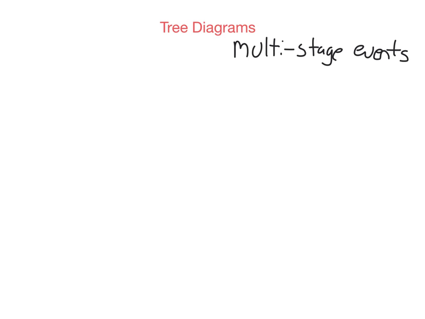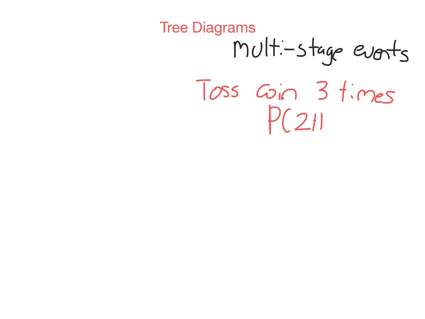So I'm going to show you how to draw one, and we're going to use the event that I toss a coin 3 times. And then what we're going to do is we're going to use this to find the probability that I get 2 heads and 1 tail. Okay, so let's go ahead and do it.